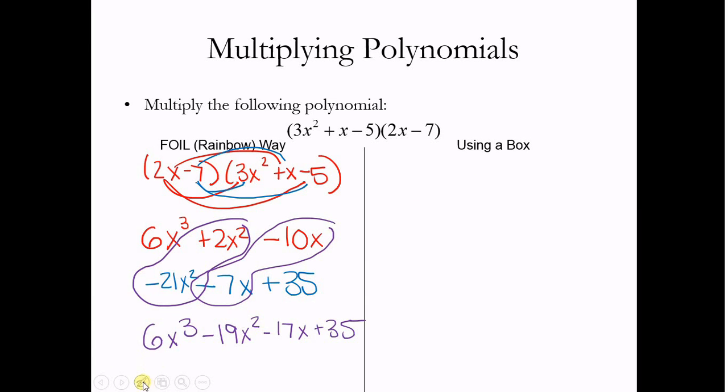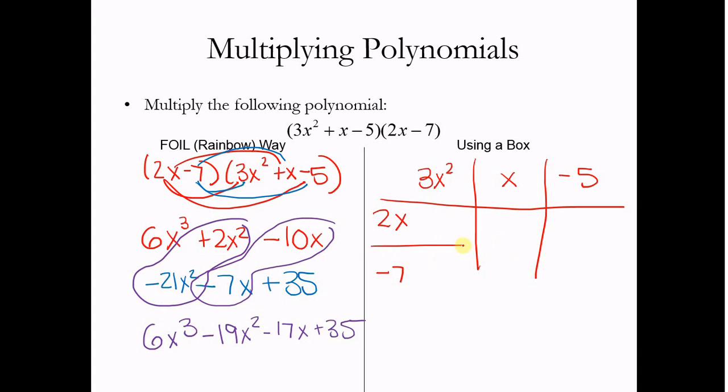So let's do the box on that side. I'm going to put up the top here 3x squared, x, and negative 5. Down the side, I'm going to go 2x and a negative 7. So we're going to have 3 columns and 2 rows to our box.